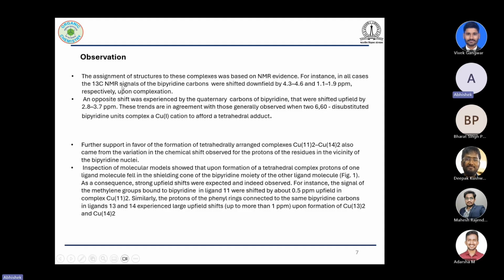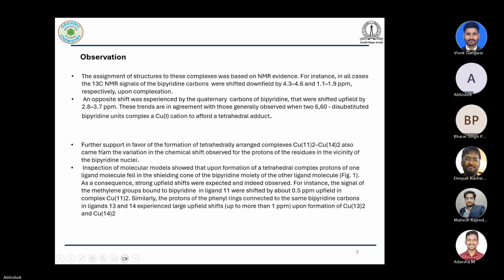In all cases, 13C NMR signals of the bipyridine carbons were shifted downfield by 4.3 to 4.6 and 1.1 to 1.9 ppm respectively upon complexation. An opposite shift was experienced by the quaternary carbon of bipyridine, which was shifted by 2.8 to 3.7 ppm. These trends are in agreement with those generally observed in the C60 disubstituted bipyridine unit complexing copper(I) cation to afford a tetrahedral adduct.